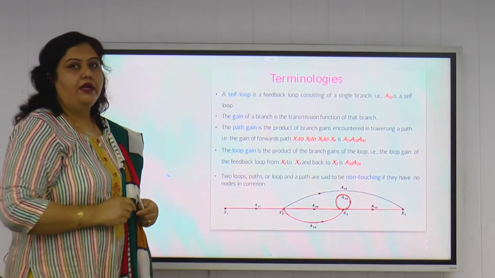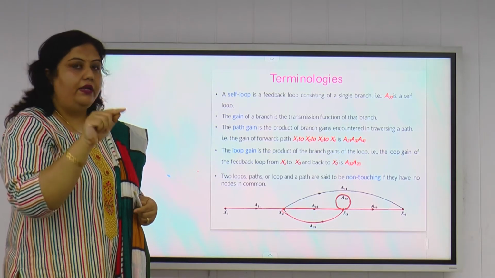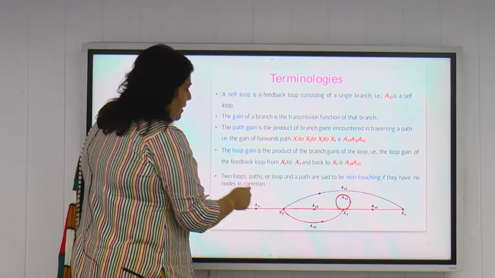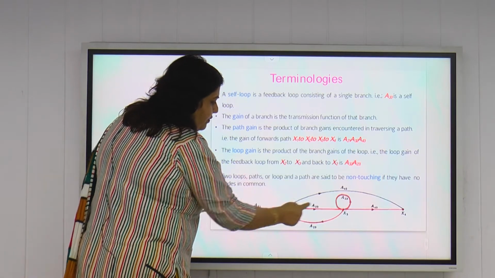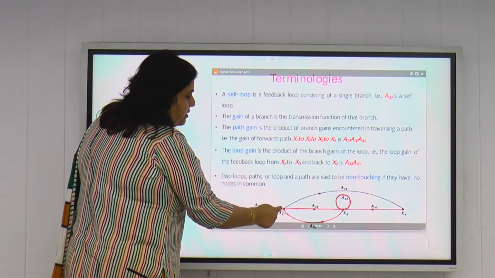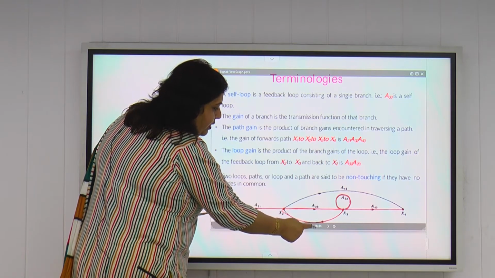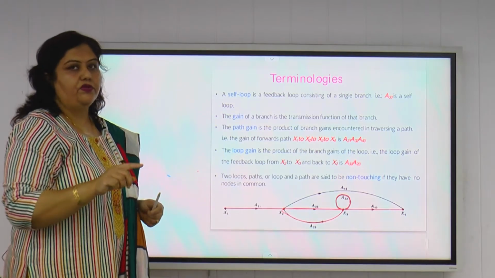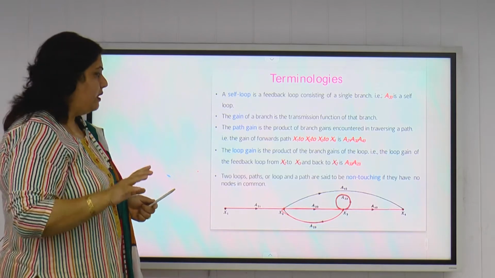Similarly, the loop gain. When we traverse a loop, we start from a node and come back to that node. The product of all the branch gains in that loop is equal to the loop gain. For example, we take this loop, we start from x2, we go to x3, we again come to x2. What are the transfer functions encountered? a32 and a23. So a32 dot a23 is the loop gain of this loop. We take the product of all the gains encountered while traversing that loop.